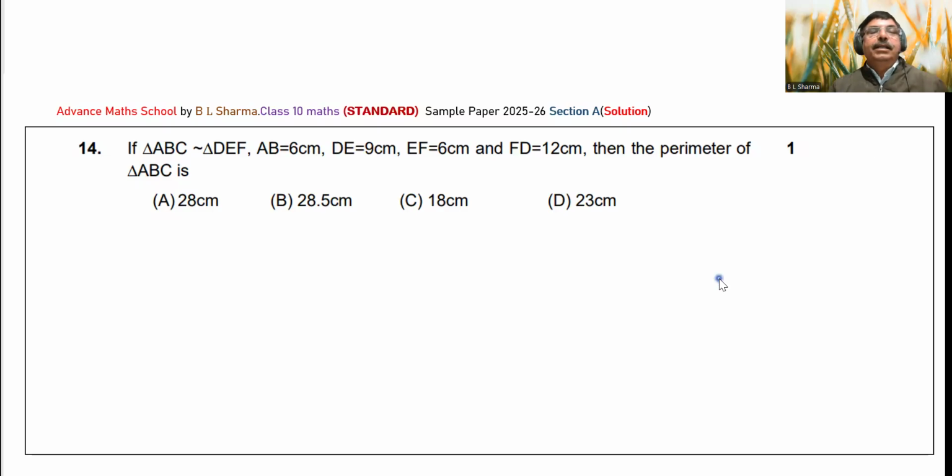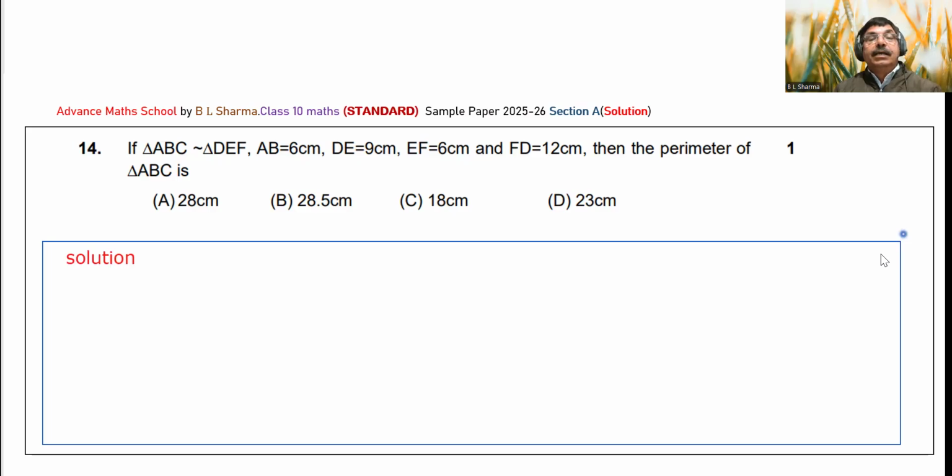Very good question. Triangle ABC is similar to triangle DEF and the sides are given. Then what is the perimeter of triangle ABC? We know for two similar triangles, the ratio of corresponding sides is equal to the ratio of their corresponding perimeters. Please note it down. किसी भी दो सिमिलर ट्राइंगल्स में corresponding sides का रेशियो होता है वो उसके perimeter के रेशियो के भी इक्वल होता है. So AB upon DE, that will be equal to BC upon EF is equal to AC upon DF.